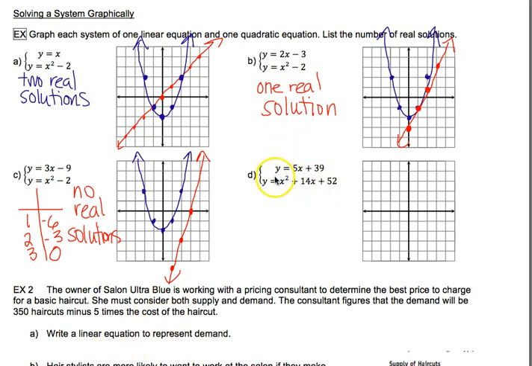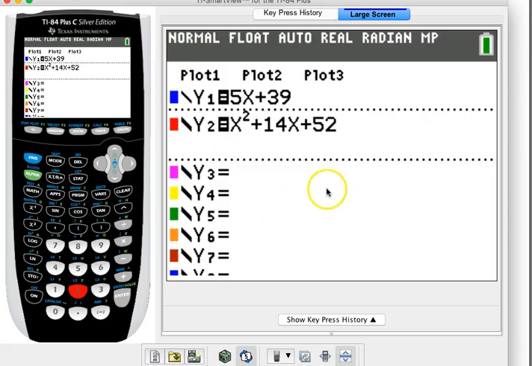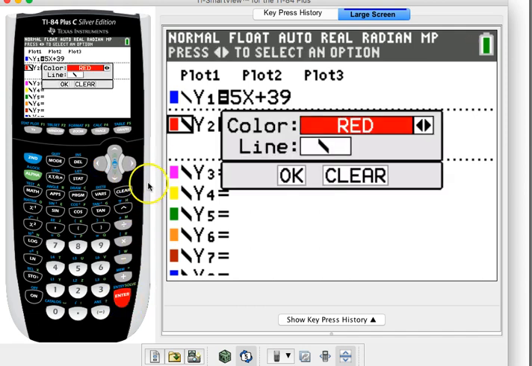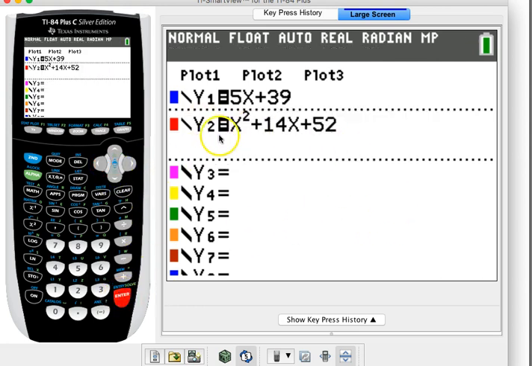So go ahead and type these into your Y1 and your Y2 in your graphing calculator. As you can see, I've got them in here. Make sure also that if you've got your inequalities still from the last section, that you make sure to go over here and just change yourself so you're not on the shading and whatnot.